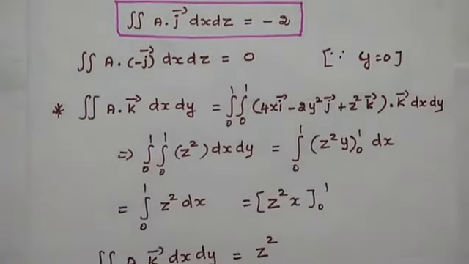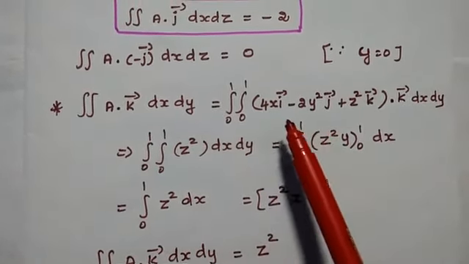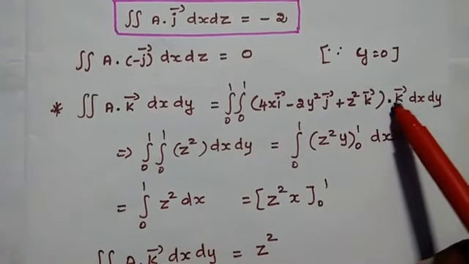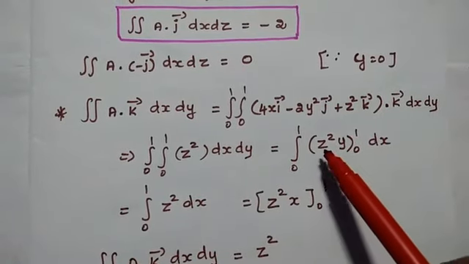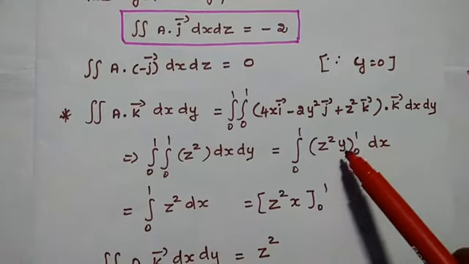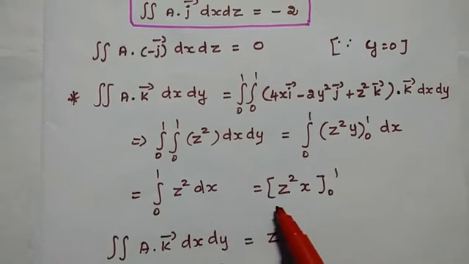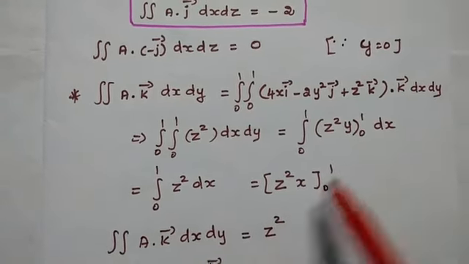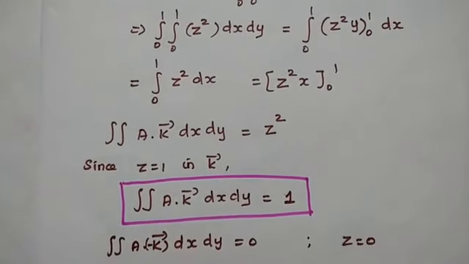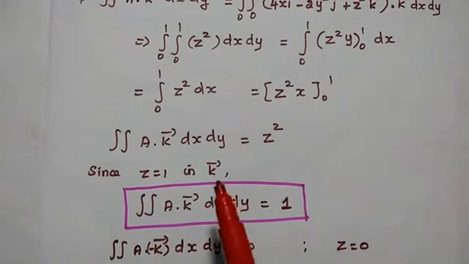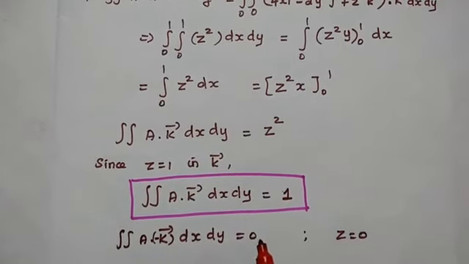Similarly, we can obtain the value for this a dot k vector dx dy. Okay, so here the same way we can substitute the value of this a vector here and take the dot product for this k vector. We can get z squared. Then integrate with respect to y, that is z squared y with the limit 0 to 1. Substitute that limit here. So this integration becomes integration of z squared dx, that is equal to z squared into x from 0 to 1. And then substitute that limits, we can get the value as z squared. As we know that z value is 1 in the k direction, so we can substitute that value here. So 1 squared is 1. In the opposite side, its value is 0.